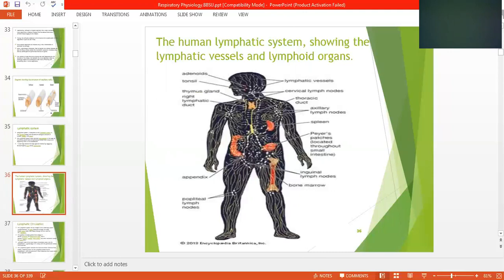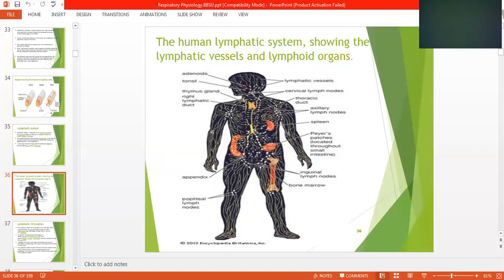The human lymphatic system showing the lymphatic vessels and lymphatic organs. You can see how these lymph organs are present in our whole body. There are adenoids, lymph nodes, tonsils in your throat, lymphatic vessels, and cervical lymph nodes, meaning on your neck there are lymph nodes, we call it cervical. Then the thymus gland. This thymus gland is only present in young age.